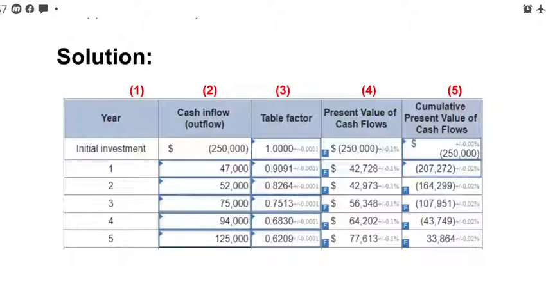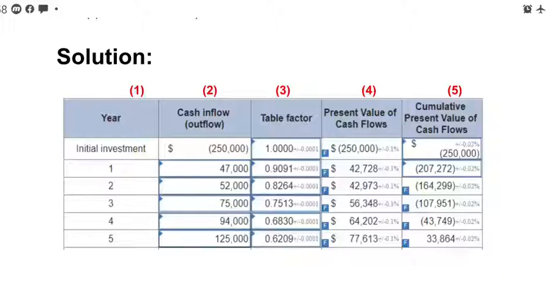After that, you have to prepare column number 4. To calculate the numbers in column number 4, you have to do this: the number from column number 2 times the number in column number 3. For example, for the initial investment, negative 250,000 times 1 equals, in column 4, you write negative $250,000.